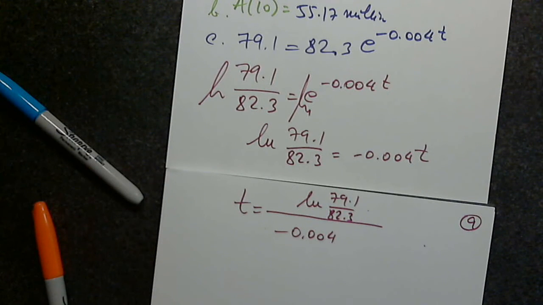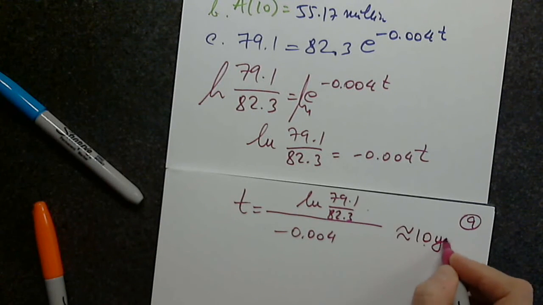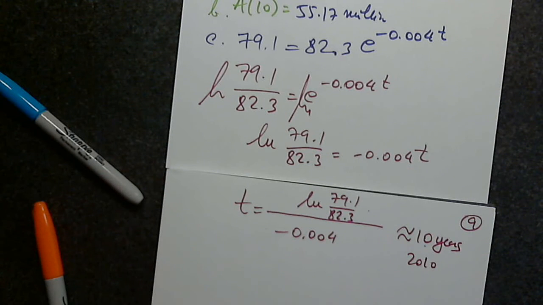So it's 9.9, I would say approximately 10 years, which is 2010. I didn't know, I just picked 10 years later, as you see. So it's roughly 10 years later when the population drops.